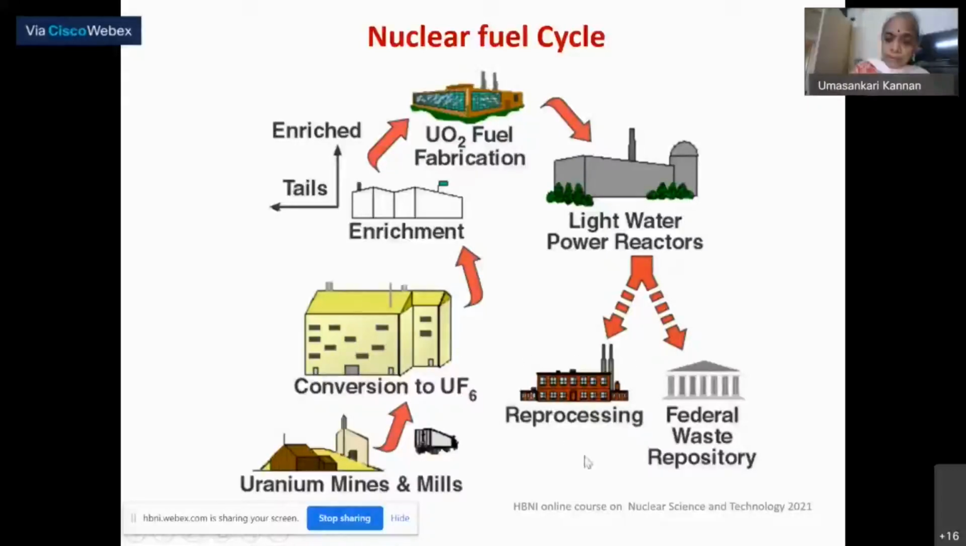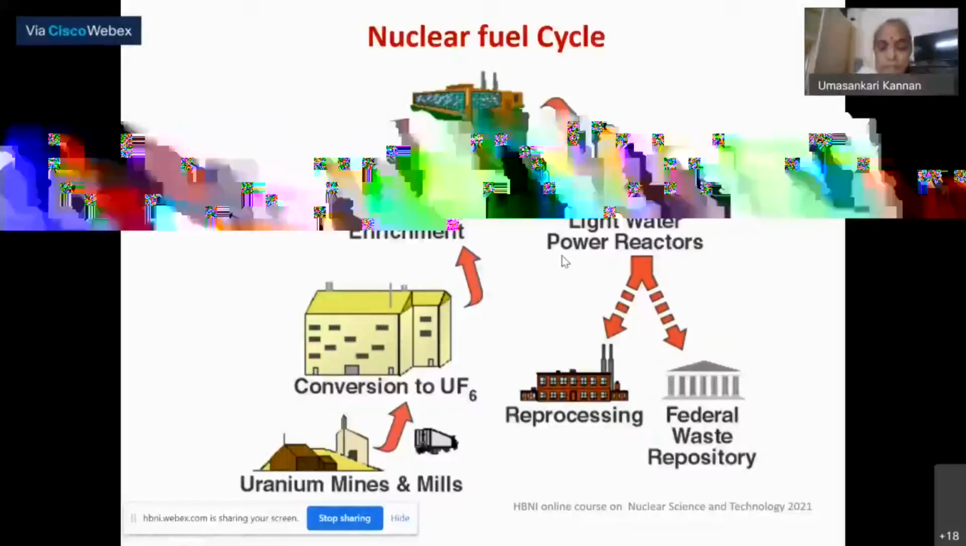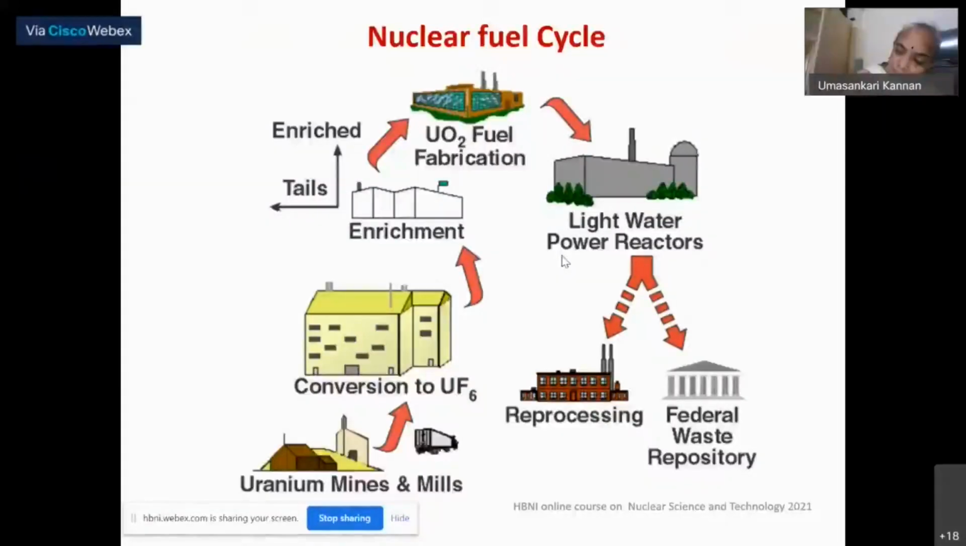I told you all the useful materials are extracted from the discharged fuel, and the rest of the materials are safely disposed of after all the radioactivity has died down, in a federal waste repository. So this is the entire fuel cycle which is followed. Some countries do reprocessing, some countries don't. But in India, we believe in extracting every single fissile atom or fissile content in the fuel. And that is why we believe in reprocessing. And our three-stage program is also dependent on reprocessing, formulated on the basis of reprocessing.